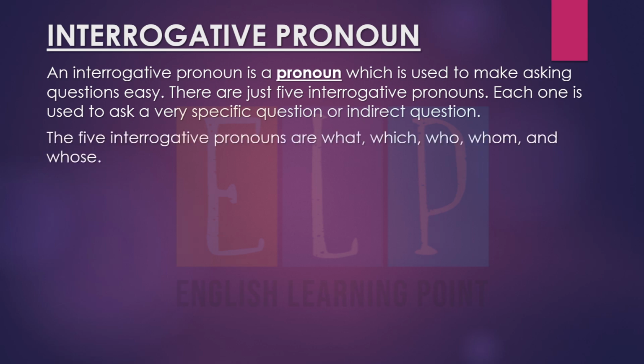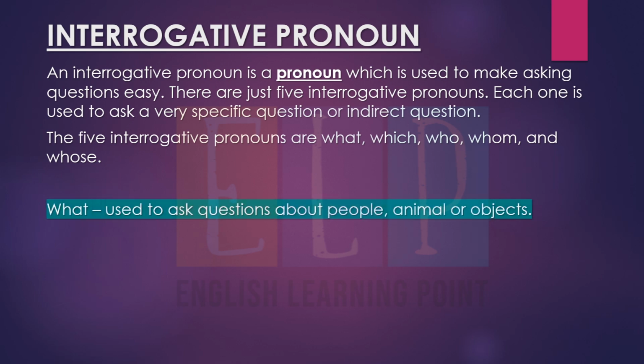The 5 interrogative pronouns are what, which, who, whom, and whose. These all are interrogative pronouns. They are used at the start of sentences. What? We use what to ask questions about people, animals, or objects.